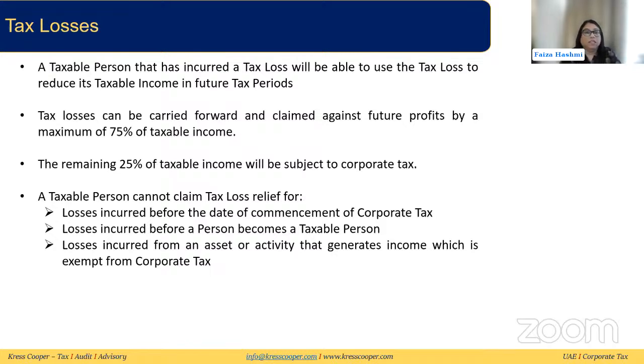to corporate tax. In the tax loss calculation, any losses that are incurred before the date of commencement of corporate tax, before the person became a taxable person, or any losses that are incurred from an asset or activity that generates income which is exempted from the corporate tax, those are not considered for this tax loss relief.